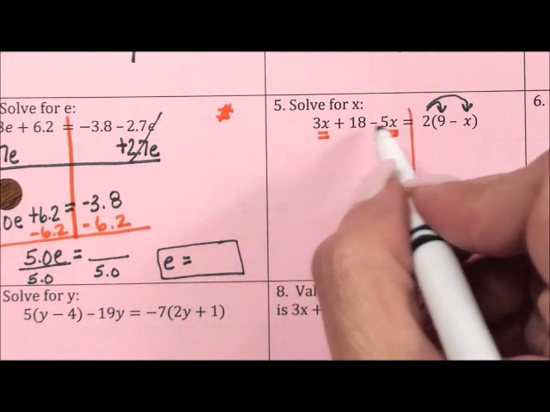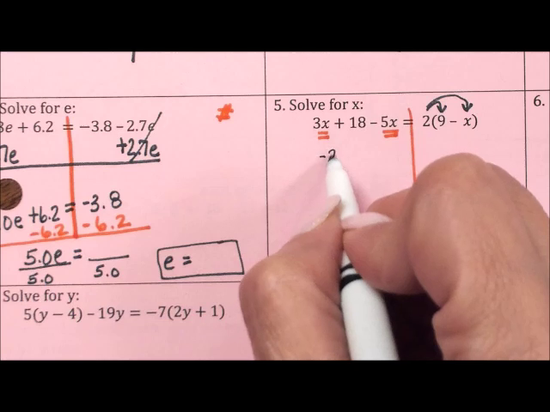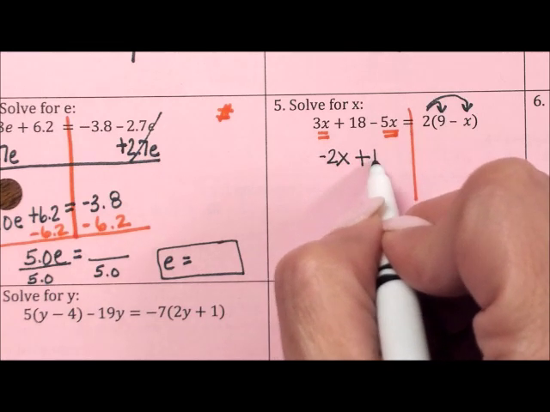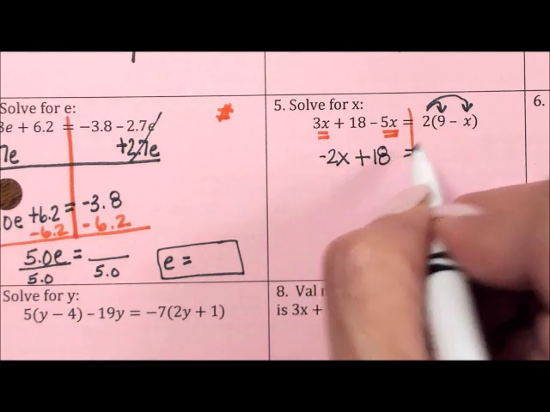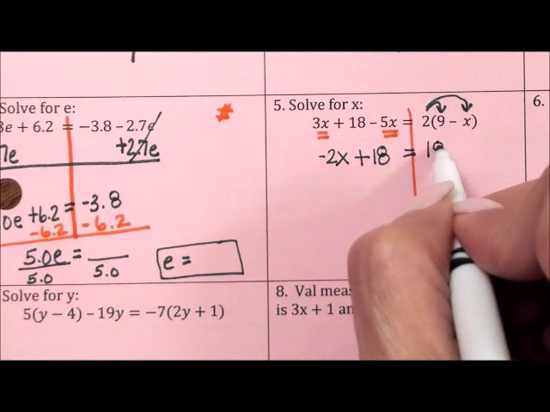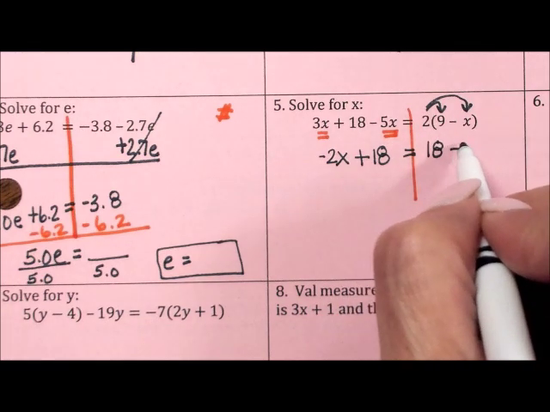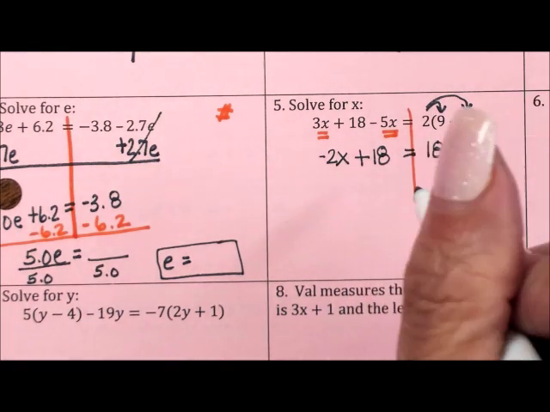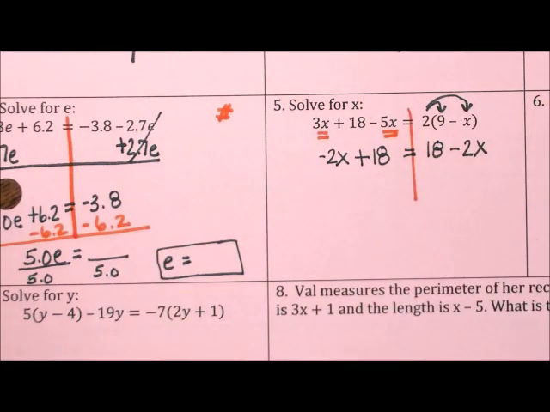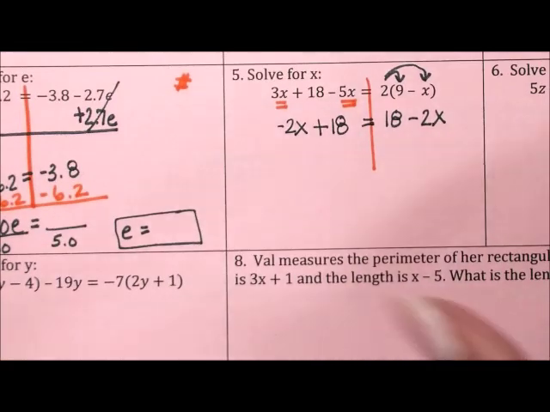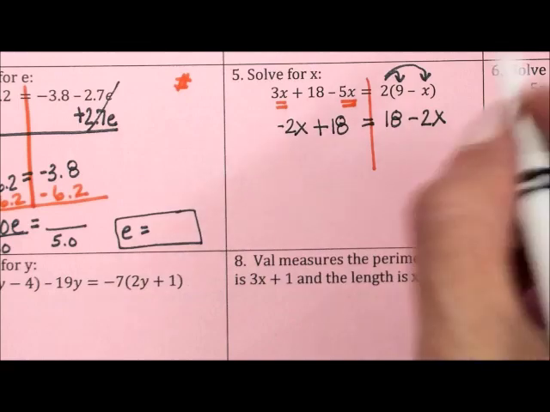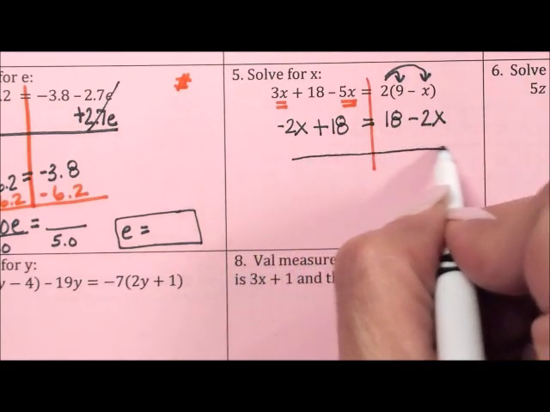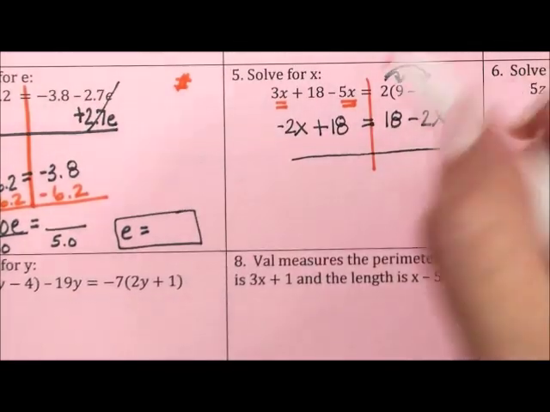Alright, 3 minus 5 will be negative 2x plus 18. 2 times 9 is 18. 2 times negative x is negative 2x. From here, oh, let's do this one. This is a great one to do. Let's move that x. So let's add that 2x right here.